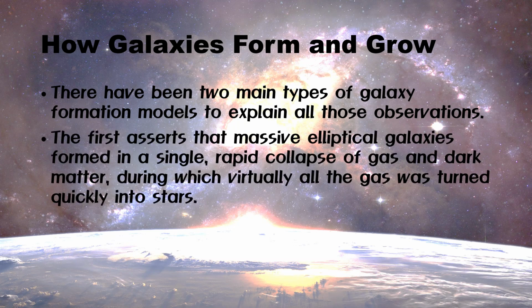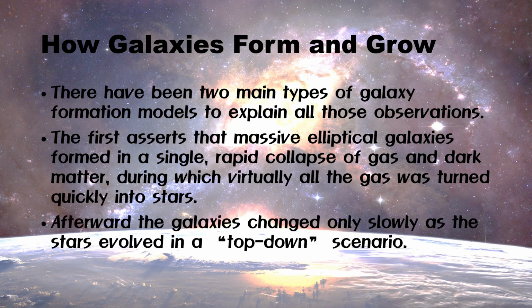The first asserts that massive elliptical galaxies formed in a single rapid collapse of gas and dark matter, during which virtually all the gas was turned quickly into stars. Afterward, the galaxies changed only slowly as the stars evolved. This is the top-down scenario.